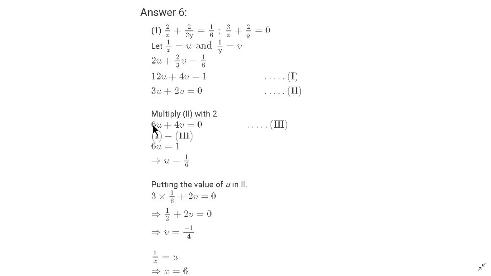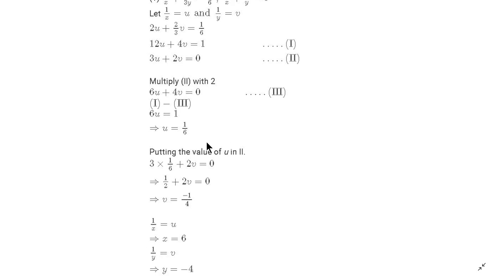Now we can solve them by our elimination method. The elimination method is to try to cancel out, to eliminate one of the variables. We can see here there is a 4v and a 2v. We can subtract them after multiplying equation number 2 by 2, so it will be 4v, and 0 into 2 is 0. So 4v minus 4v, we can subtract it and find the value of u.